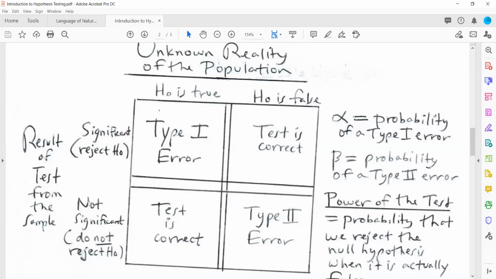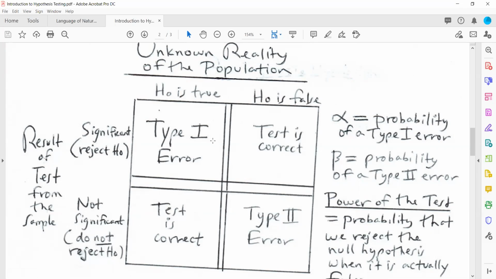The other possibility for the test is that we do not reject the null hypothesis. Suppose we do not reject the null hypothesis when the null hypothesis is actually true. Well, that means we came up with the correct decision. That's a good decision, and that's fine. But what if we do not reject the null hypothesis when the null hypothesis is false? Well, that's an error, and that's what we call a type 2 error: when we do not reject the null hypothesis when it's false.